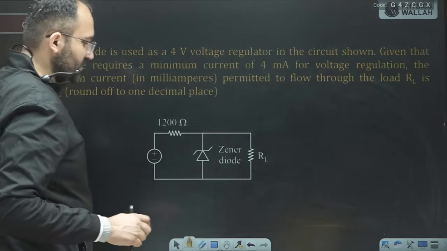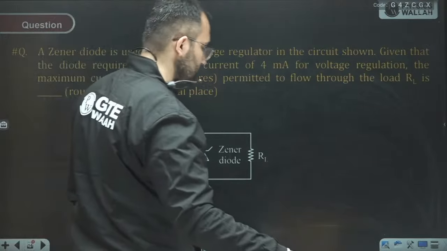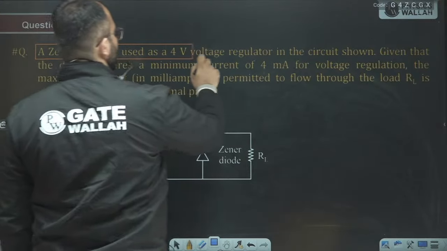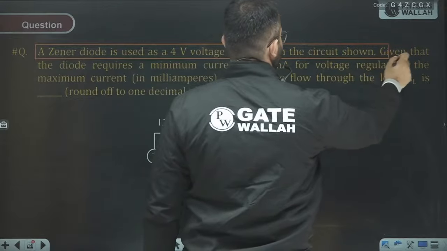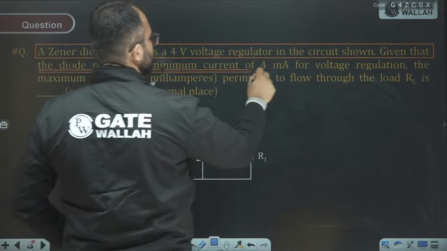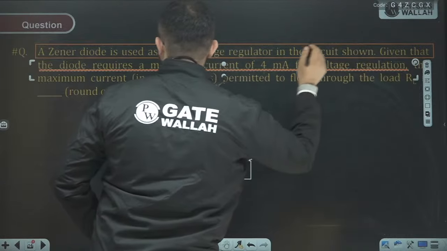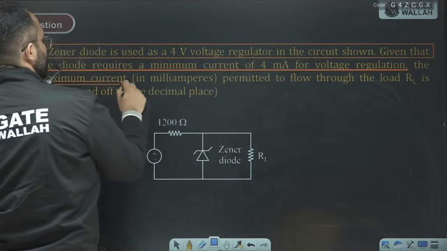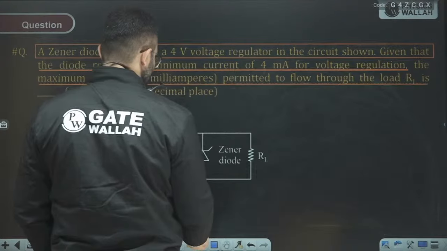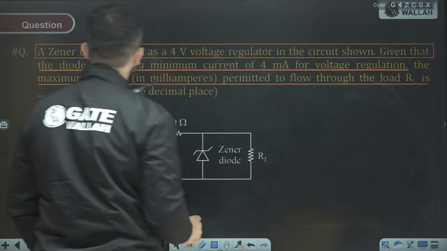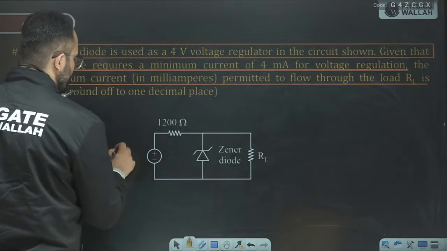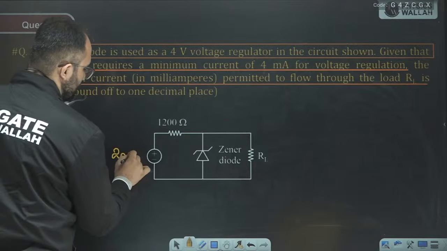The next question. The Zener diode is used as a 4-volt voltage regulator in the circuit shown. Given that the diode requires a minimum current of 4 milliampere for voltage regulation, the maximum current permitted to flow through the load is. The supply is not given. The maximum current through the load. So let's say 20 to 30 volt is the supply voltage.